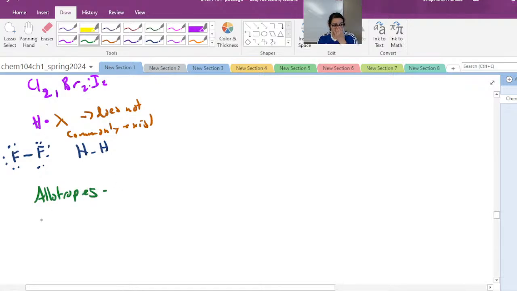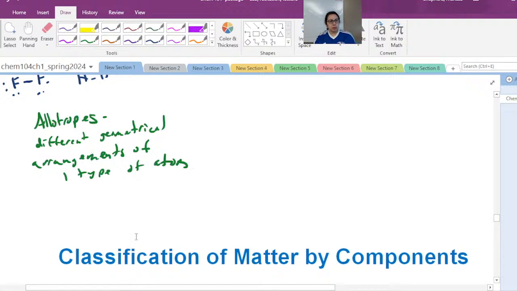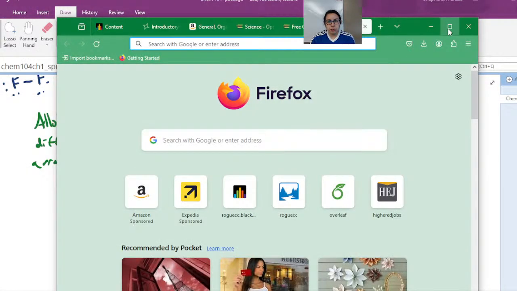And so allotropes are just defined as different geometrical arrangements of one type of atom. And this will make more sense when we look into some examples. And so again, allotropes, still an element, so that's kind of the key point. And let's go look at some allotropes.